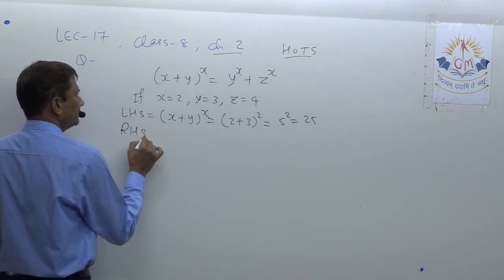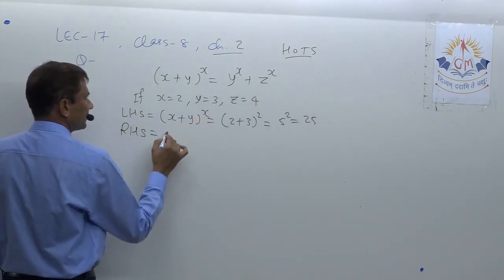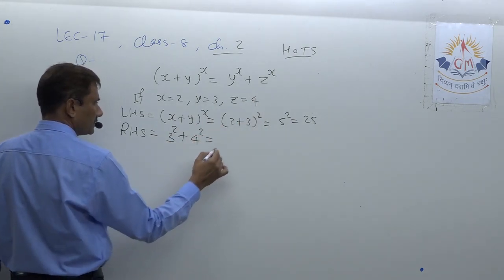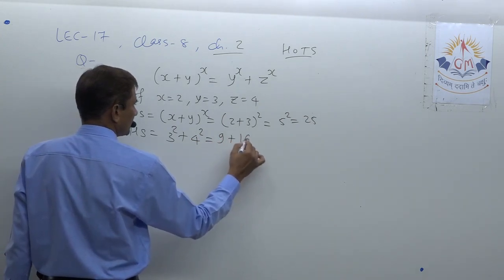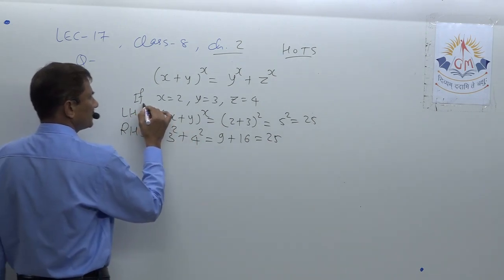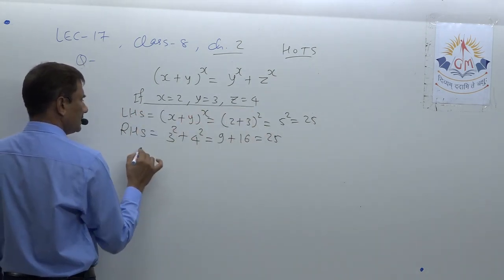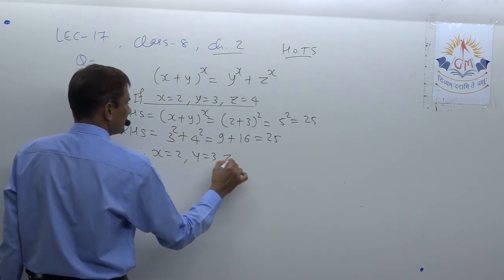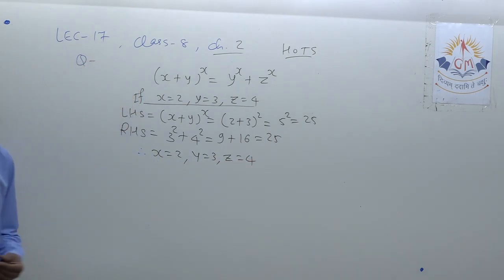Right hand side, y is taken 3 raised to 2, z is taken 4 raised to 2. So it will be 9 plus 16, 25. So it becomes equal. We just consider only the value here. Now it is finalized. Therefore x equal to 2, y equal to 3, z equal to 4. Okay, so only by trial and error method you have to consider different combinations of values.